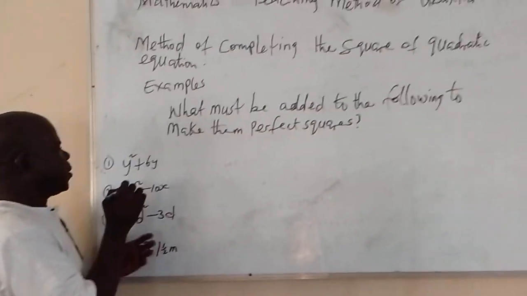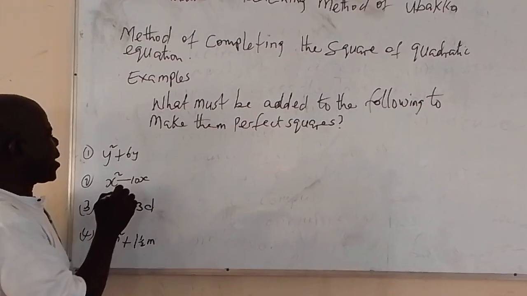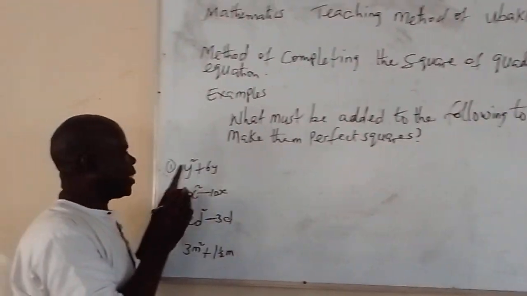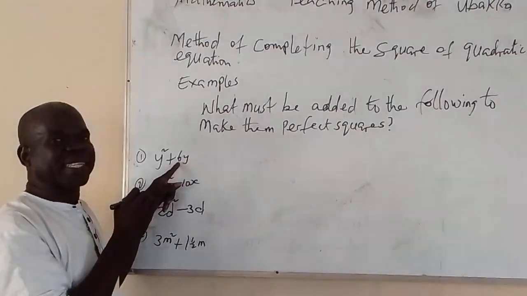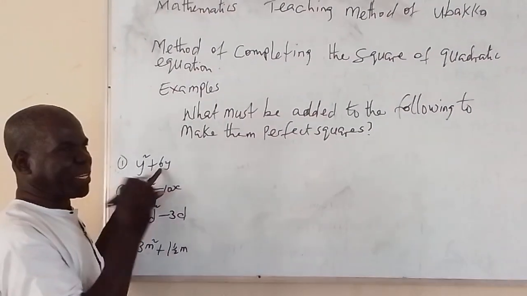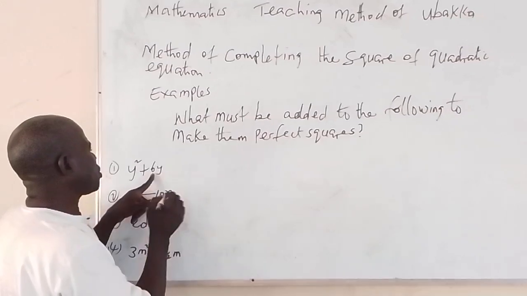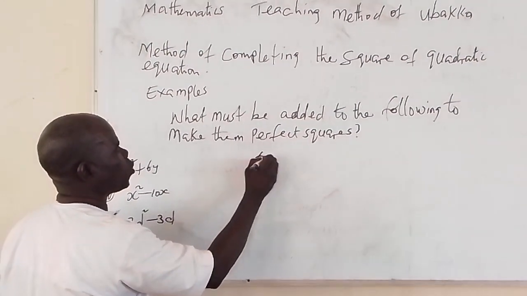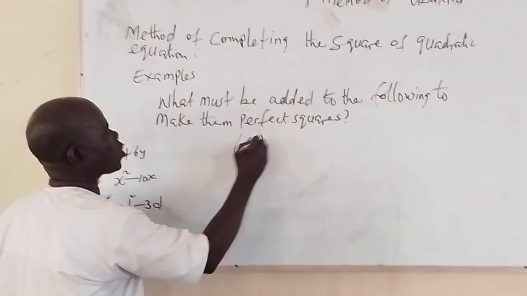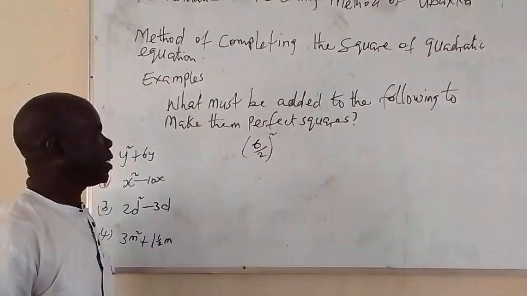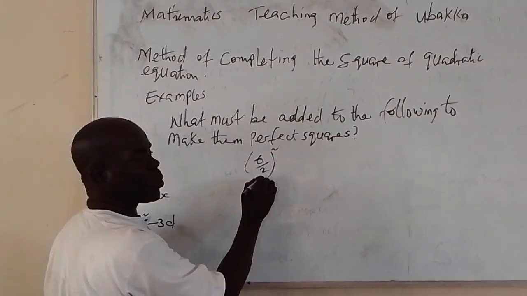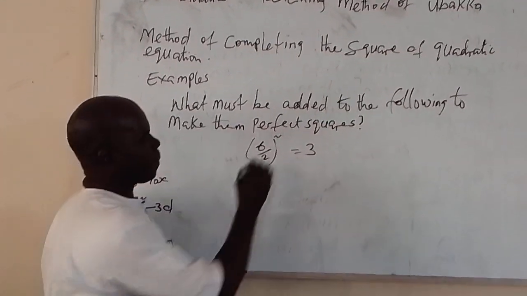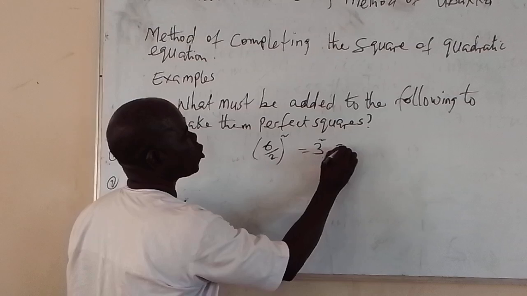Then you are expected in this number one to divide the coefficient of y, not y squared. Divide the coefficient of y, which is 6, by 2, and square the result. Then let's look at how it's going to look. If I take my 6 and divide it by 2, then I square the result. If you divide 6 by 2, the answer is going to be 3. Then 3 squared, it is going to be what?